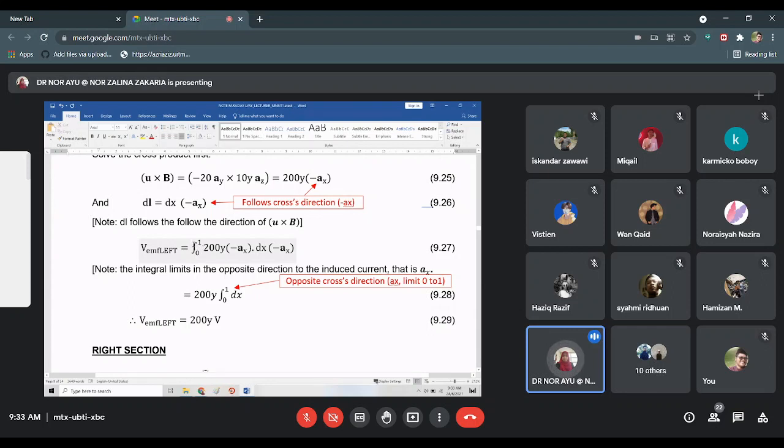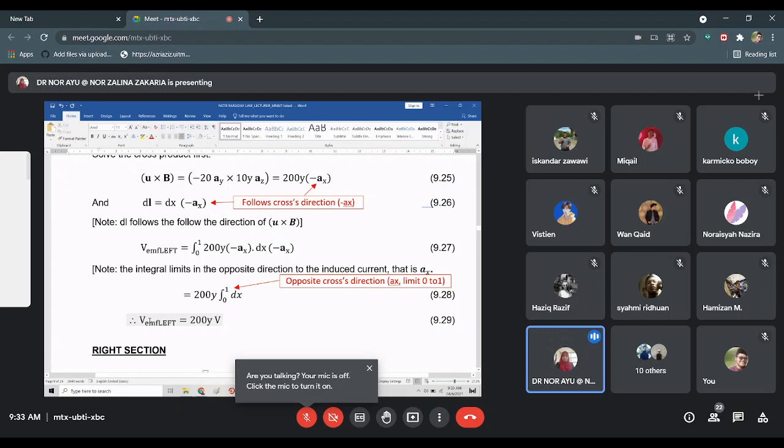So if it is negative, it is 1 to 0. Okay, so because this value is negative, we use 0 until 1, which is the positive direction. Okay, so I write here also: opposite cross direction AX, so limit 0 until 1. So you will get your final answer for your VEMF.